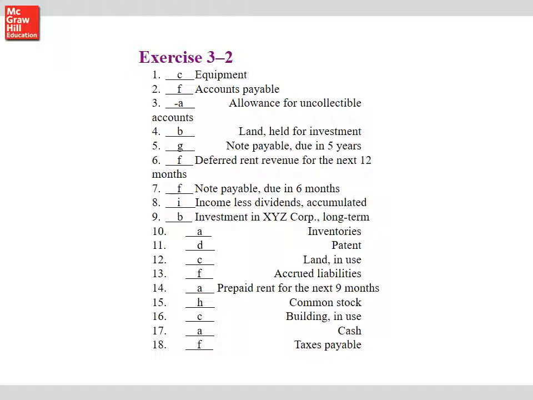F. Prepaid rent for the next 9 months. Well, it'll be used up in the coming year, within a year, so it's a current asset. A. Common stock would be an H, paid in capital. Building that you're using, that would be property, plant, and equipment. C. Cash is a current asset. A. And taxes payable would be a current liability. F. Okay, so those are your categories. Please make sure you review those and get familiar with them and ask any questions you may have.